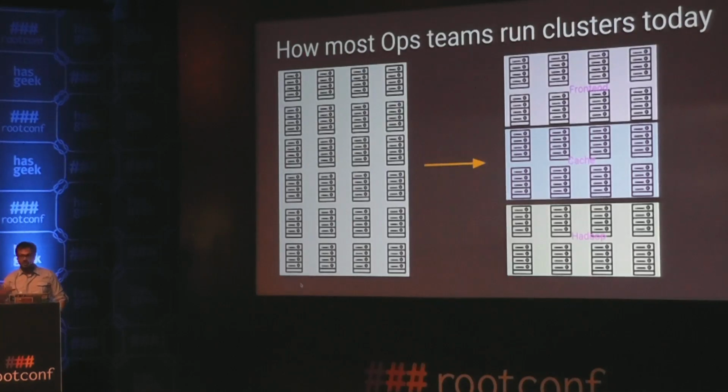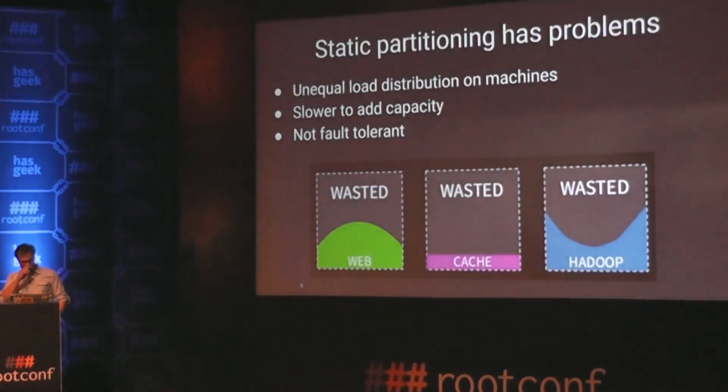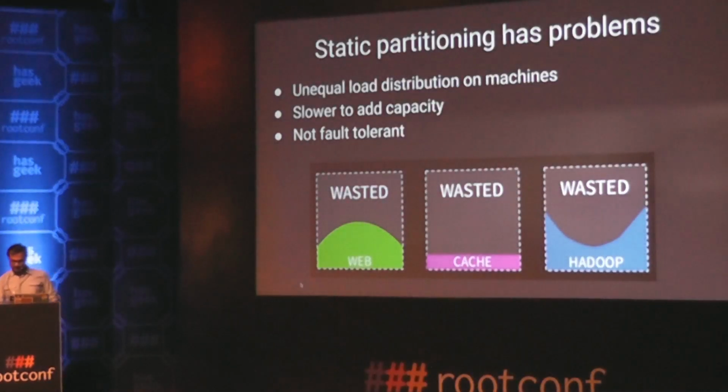Static partitioning. So you assign a set of machines to a static role, and they run a static set of services. For example, the front-end machine is always going to run Apache or a Rails application. There are some problems with this. One of the biggest problems is that this leads to unequal load distribution on the machines.